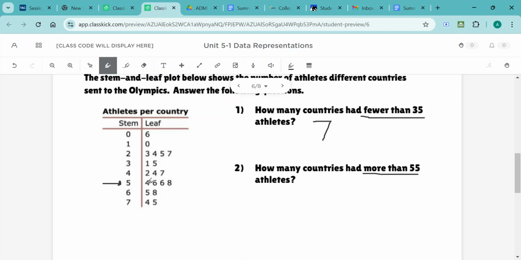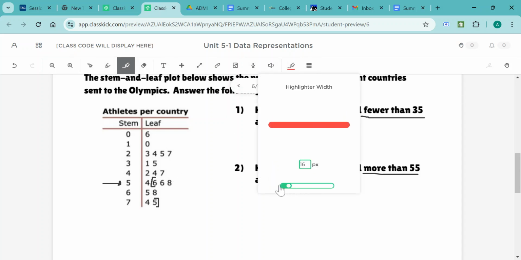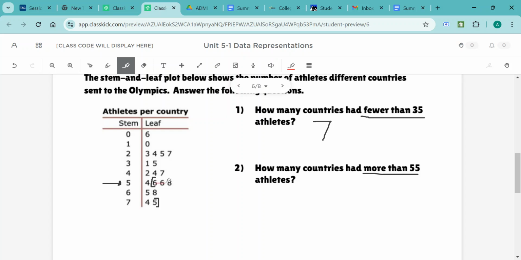Is 54 more than 55? No. But 56 is. So I'm going to pick all these numbers above it. And then I know my 60s are more, and I know my 70s are more. So I'm going to count all these numbers. Maybe a highlighter will help. Pick all these numbers that I kind of drew a line through because all of these represent more than 55. These countries sent more than 55 athletes. So how many is that? 1, 2, 3, 4, 5, 6, 7. Interesting, both of our answers are 7.